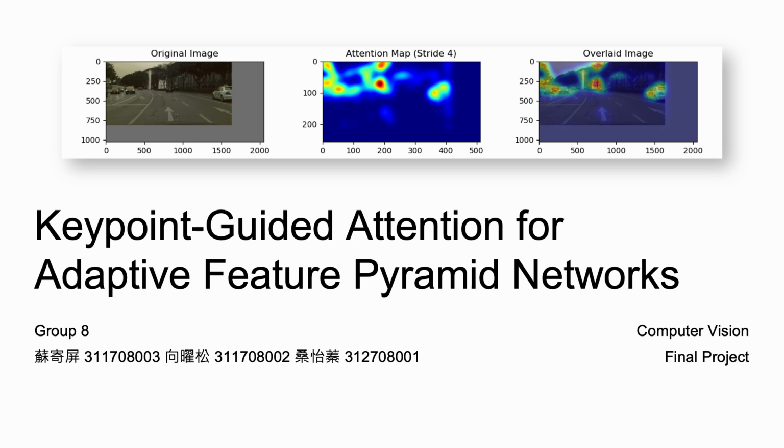This is our final project for the computer vision class, and our project name is Key Point Guided Attention for Adaptive Feature Pyramid Networks.